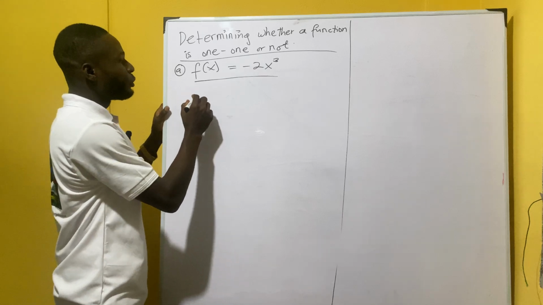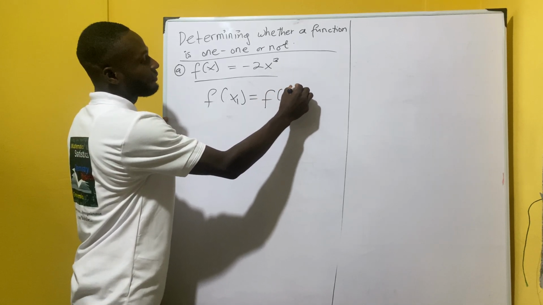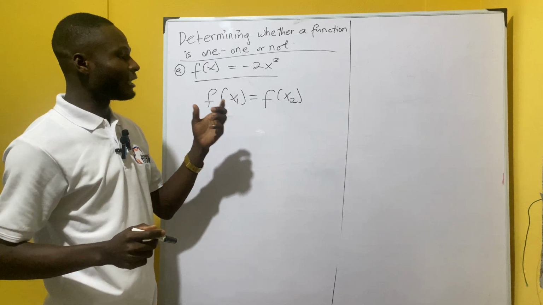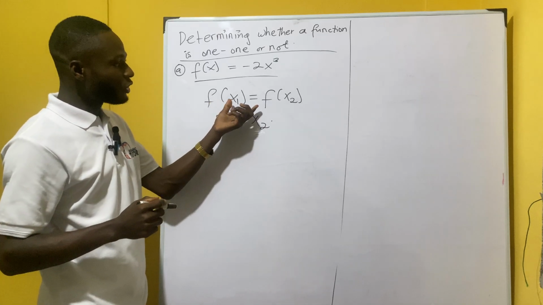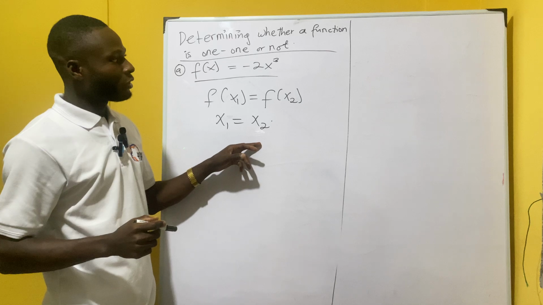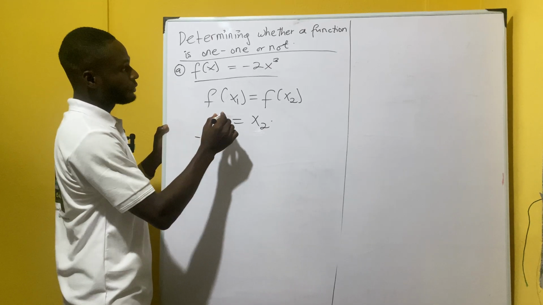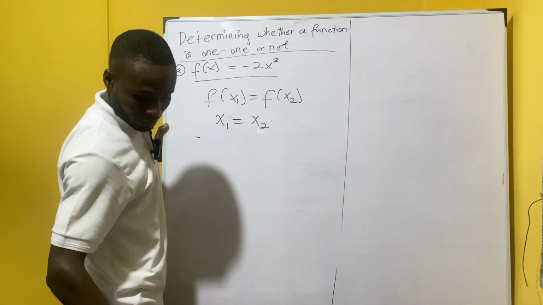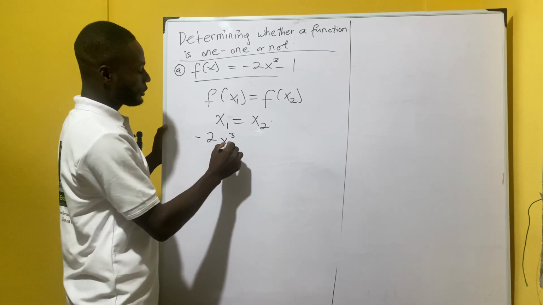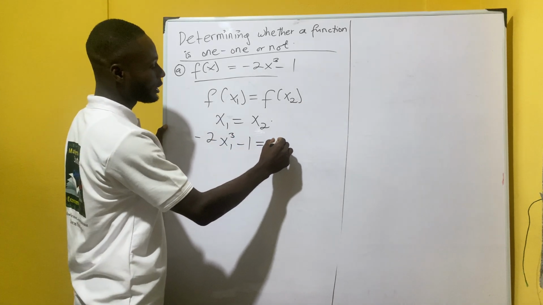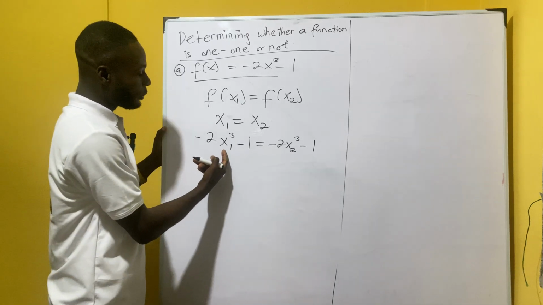Here we have to assume that f of x1 is equal to f of x2, and this holds if and only if x1 is equal to x2. So if this is going to hold, then x1 should be equal to x2. So here we say that, I think we have minus 1 here, so minus 2x1 cubed minus 1 should be equal to minus 2x2 cubed minus 1. So here we have to determine whether x1 is equal to x2.